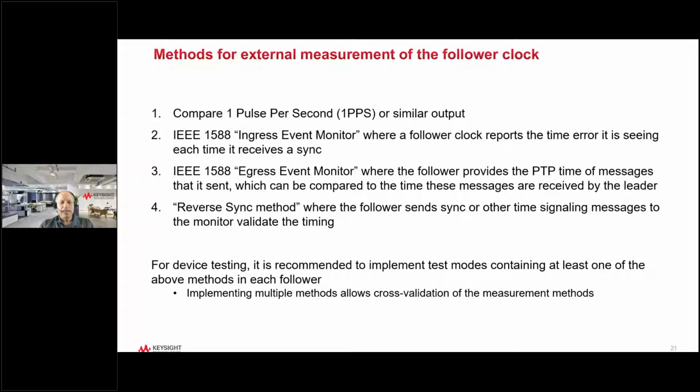For device testing, it's recommended to implement at least one of the above methods, but implementing multiple methods allows cross-validation. For example, for those people who implement the reverse sync, we typically recommend that they implement, for example, a 1 pulse per second output as well, so we can compare one against the other. Or in some cases, we can compare a physical event happening, like the time that an LED turned on or something else. It doesn't have to be a dedicated 1 PPS output.